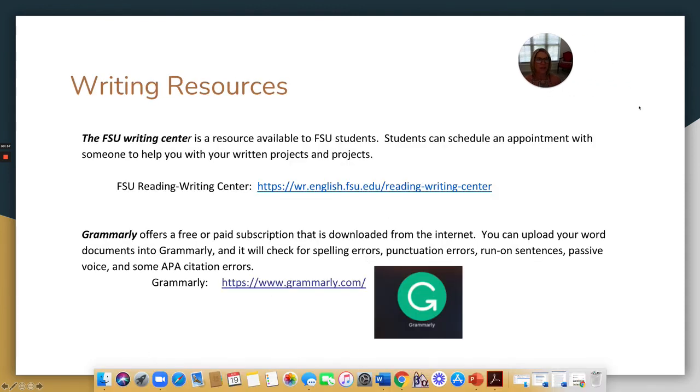And then I've included some writing resources. These have just been invaluable to me as a graduate and doctoral student. I did not know about some of them until later on. The first is the FSU Writing Center. It is really the Reading and Writing Center. It's available to all Florida State students.